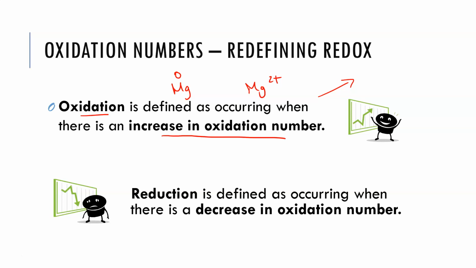In terms of reduction, reduction is defined as occurring when there's a decrease in oxidation number. So if we look at the oxygen from our example before, it started at 0 and it went to -2. The oxidation number has gone down, so we have a corresponding reduction process occurring.